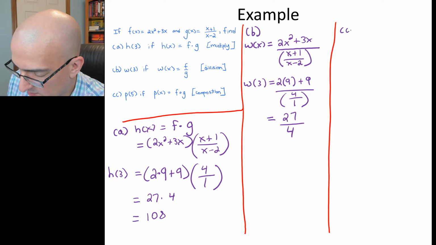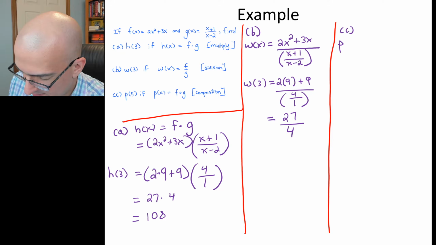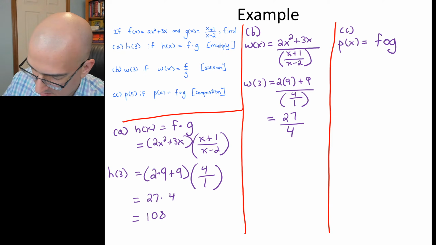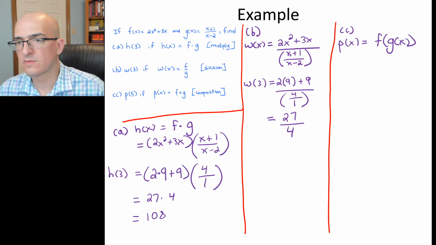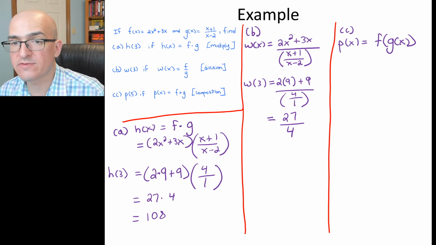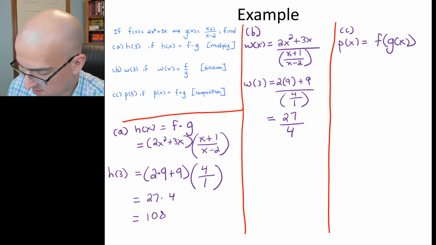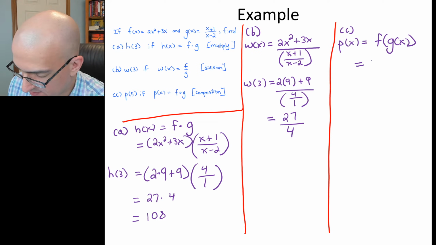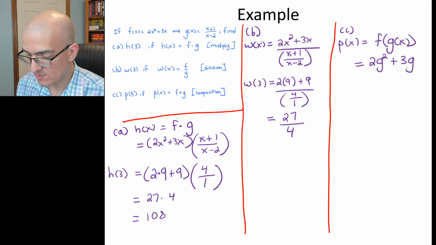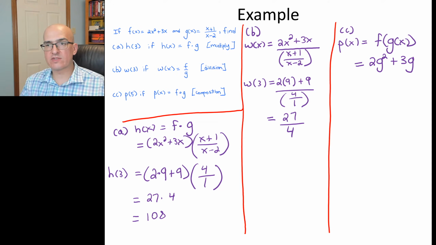So this is going to take a little bit more writing. P of x is f circle g, and I'm going to immediately convert that into f evaluated at g of x. It means the same thing. It's a different notation for composition. So f of x is 2x squared plus 3x, so this will be 2 times g squared plus 3g. All I did was I took the x's in f of x and replaced them by g's.